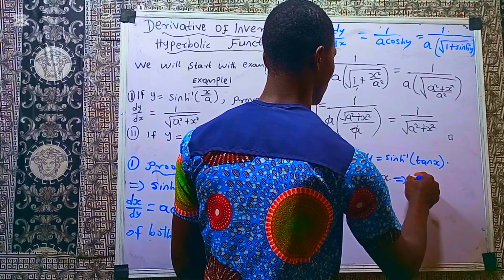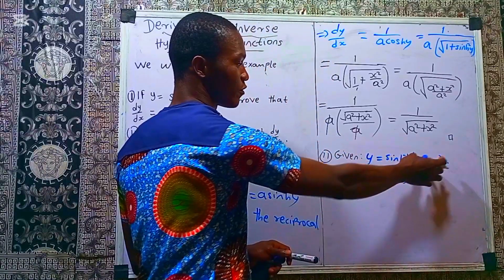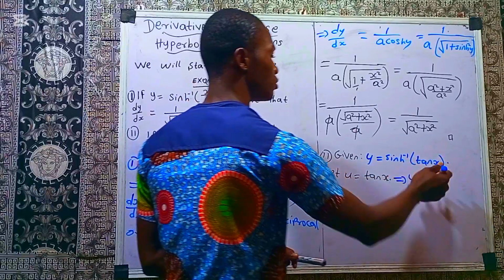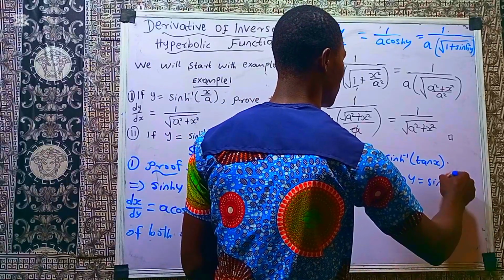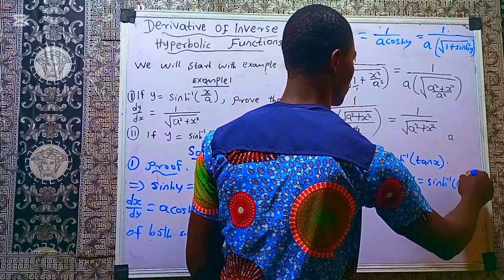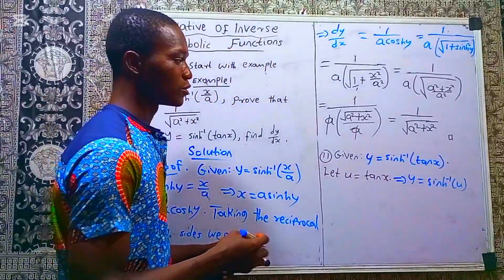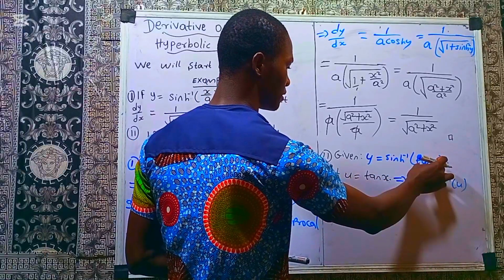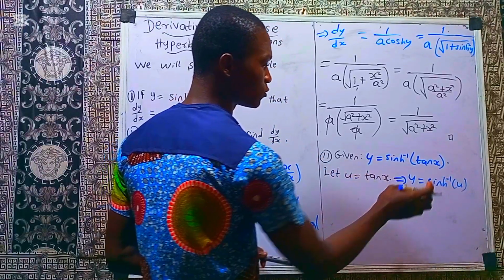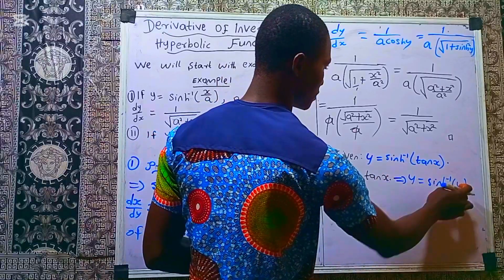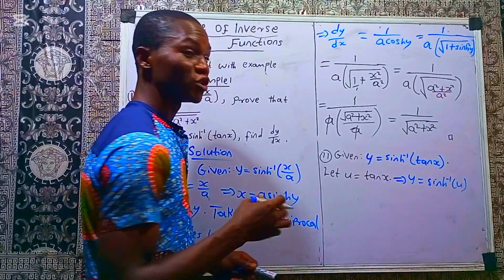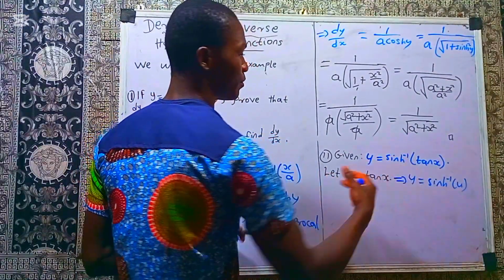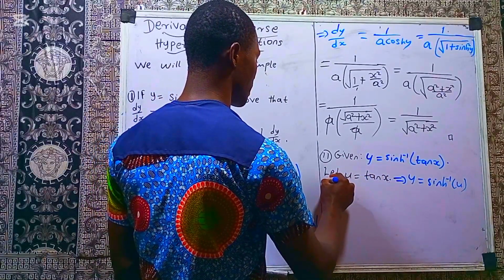This implies that y will be equal to what? Because I call this quantity my u. If I replace this tan x with u, my y will be equal to hyperbolic sine inverse of u. Right? So this is the one so we are going to differentiate this inside. That's this one. We are now going to differentiate this outside. That's this one. Right? So according to chain rule, differentiate the inside, differentiate the outside, then multiply. So let's differentiate the inside first.